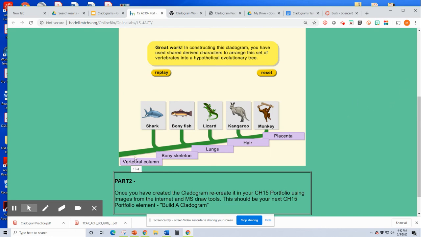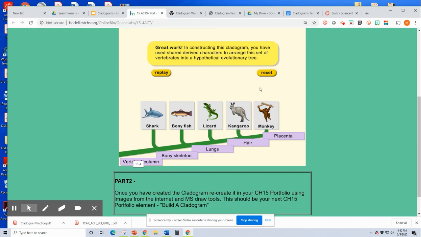All right. So what I'm looking at here is, remember, all 5 of these have a backbone. But right here, the shark evolved its evolutionary path. It evolved using only cartilage. Bony skeletons appeared, and we see that the bony fish has those, but not lungs. Then the lungs start to show up in the fossil record. There's our lizard. Here hair starts to appear, and finally the placenta, that particular trait right here.